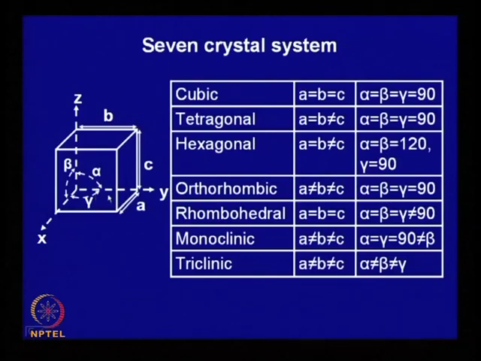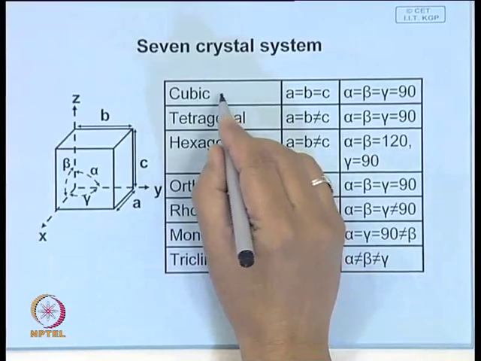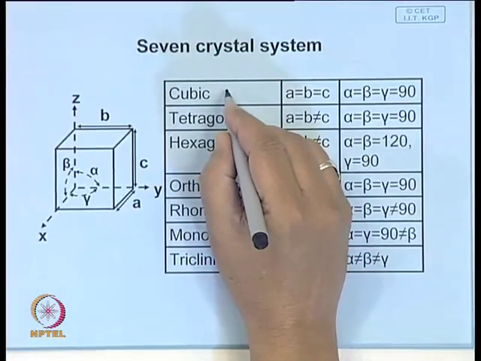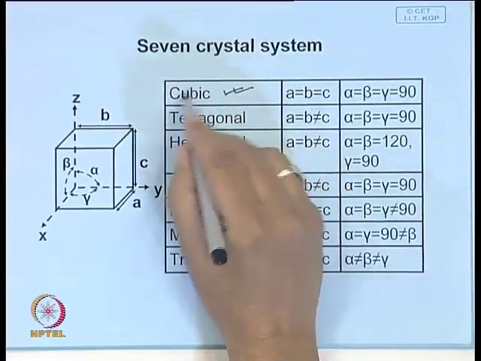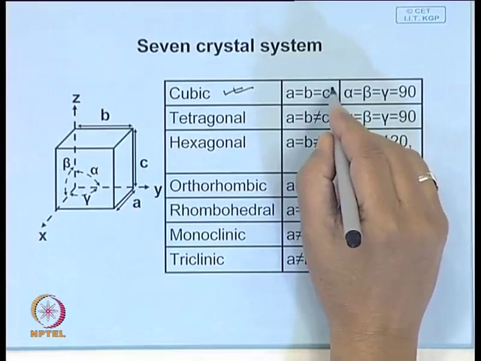Now, depending on the magnitudes or the relationship between these linear dimensions a, b, c and these angles alpha, beta, gamma, you can have different shapes for this unit cell, which are listed here. Based on this, we can classify all crystals into 7 classes, say cubic. For most metallic materials, the crystal structure is cubic.